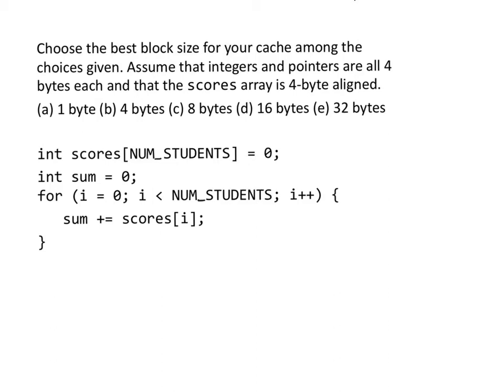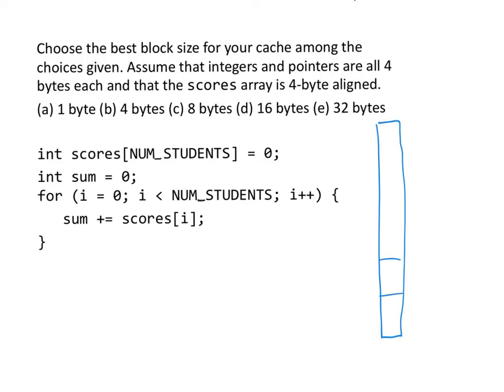Choose the best block size for your cache among the choices given. Assume that integers and pointers are all 4 bytes each and that the scores array is 4-byte aligned. Let's take a quick look at the scores array. You should think of this as a large array in memory.